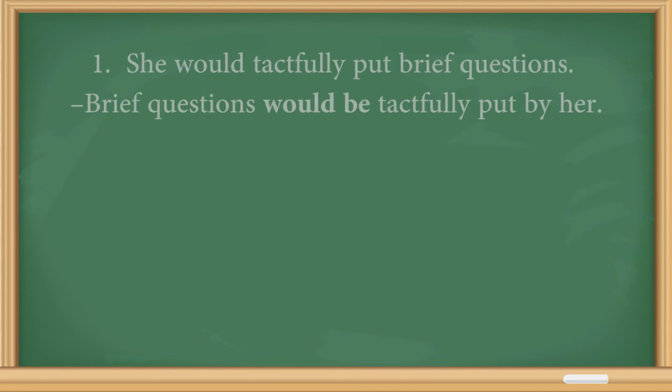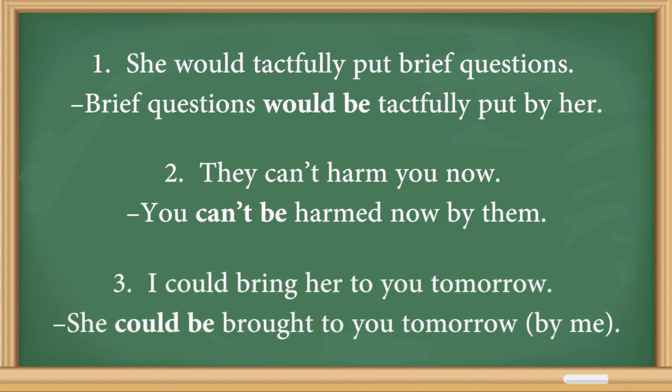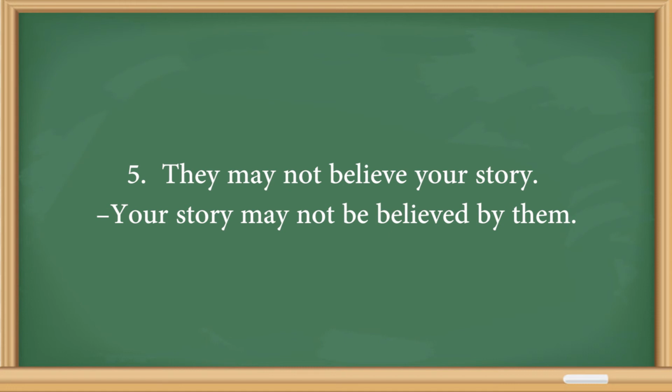See the examples. She would tactfully put brief questions. Brief questions would be tactfully put by her. They can't harm you. They can't be harmed by them. I could bring her to you tomorrow. She could be brought to you tomorrow by me. See the words in bold type: would be, can't be, could be, which follow the above said rule. They may not believe your story. The story may not be believed by them.